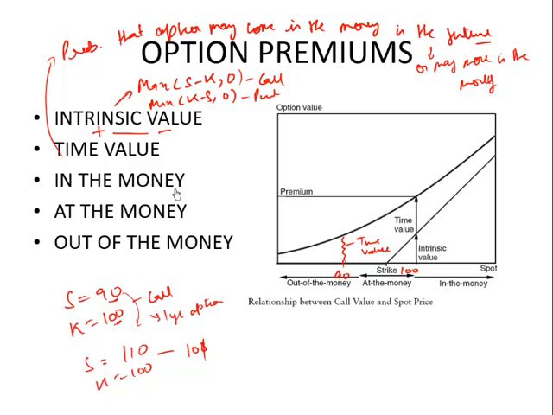In the money is if the spot price is greater than the strike price for a call option, and if the strike price is lower than the spot price for the put option. At the money, if spot price is equal to the strike price. Out of the money, the other way around, if spot is less than the strike for a call and spot is greater than the strike for a put option.